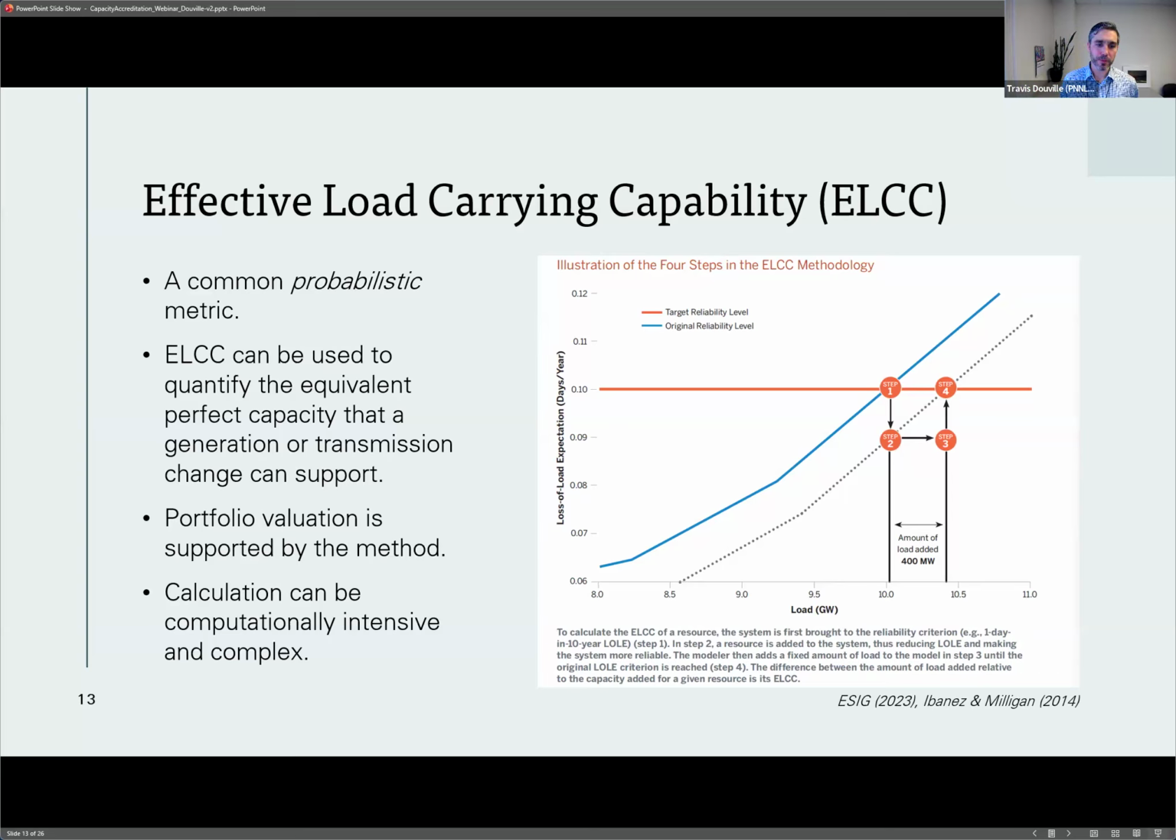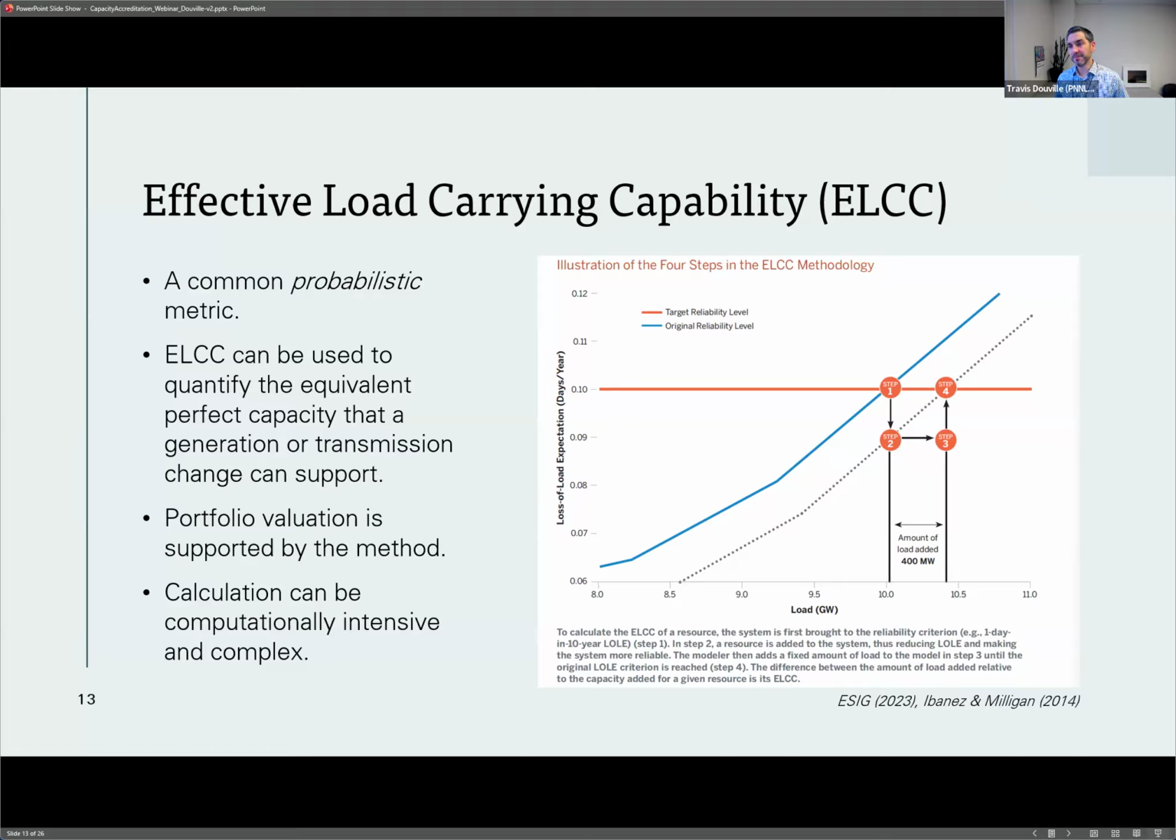So really, the one thing I don't love about this diagram, I think it's helpful to consider the concept, but really from step 2 to 3, you just end up at 4. Basically, you've added load to the system and you've made it less reliable. So that's putting you on the same LOLE at a different load, a different demand for your system. And that change in demand is the effective load carrying capability of the change you modeled in the generation and or transmission increment that you're assessing in this step.